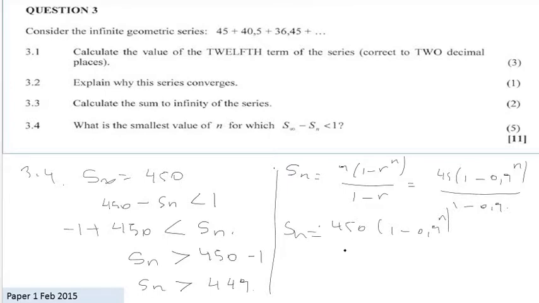So we have the relation of Sn. I will just replace it there. So I'm gonna say 450 multiplied by 1 minus 0.9 to the power n is greater than 449. So now I'm gonna need to solve this inequality.